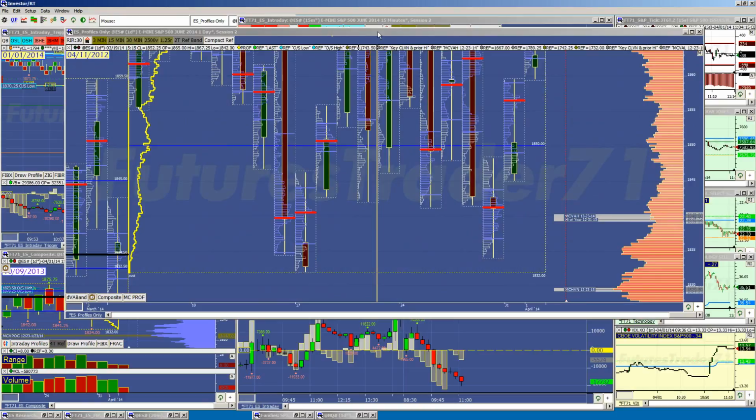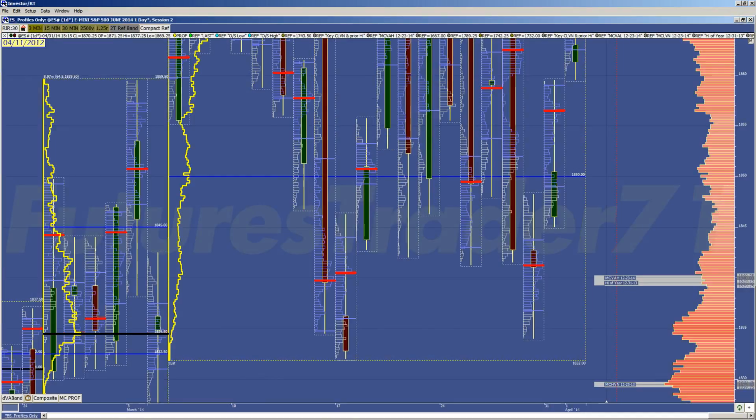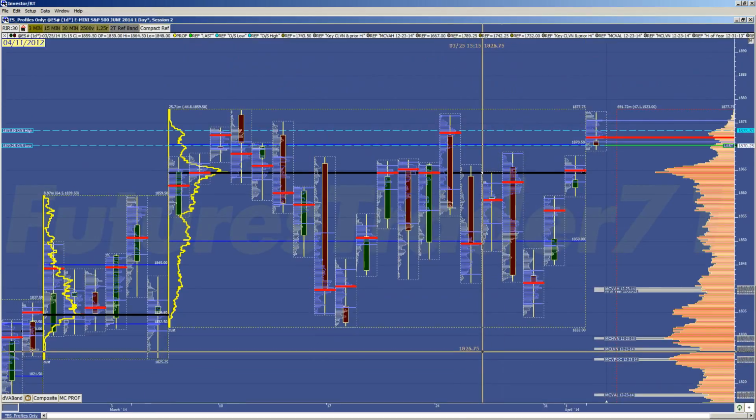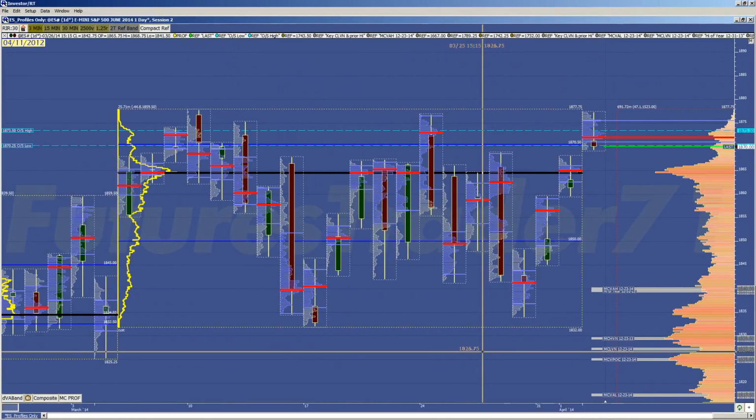But the question was, is the point where the belly meets the stem along a likely long area? I don't go, that's more of a Dalton or Steidlmayer thing where you're just trading off the shape of the profile. I don't do that. So I'm not really qualified to answer that question.